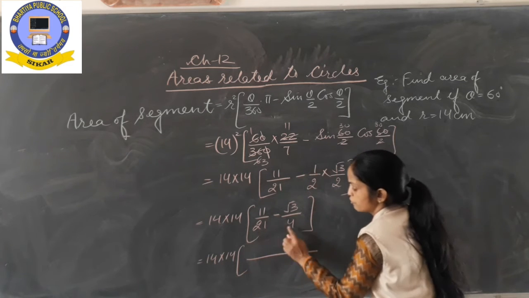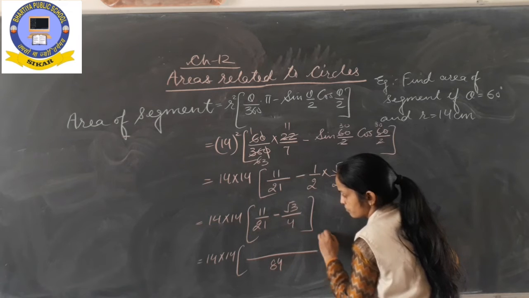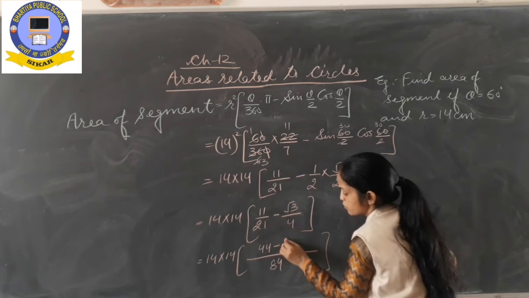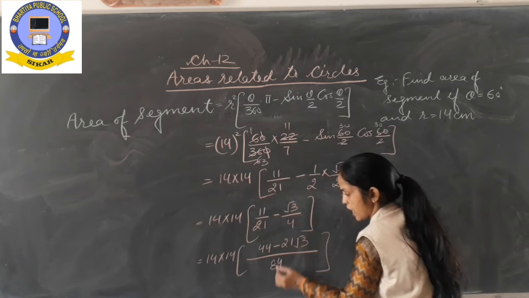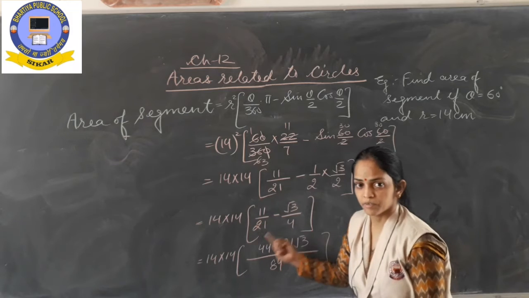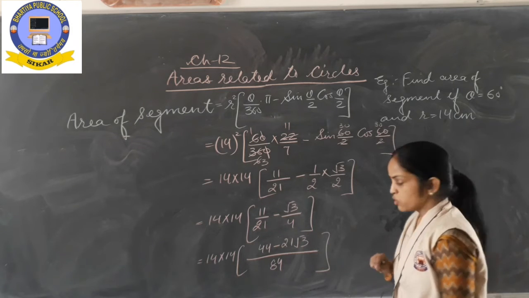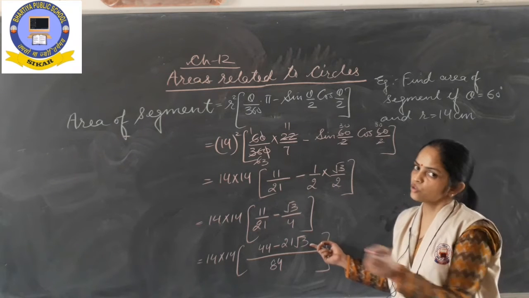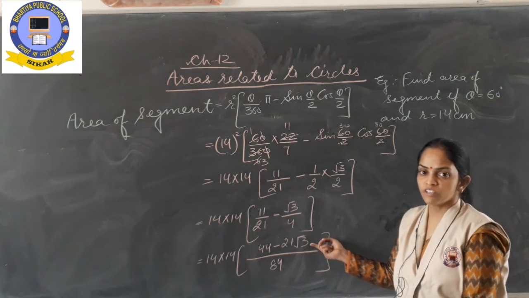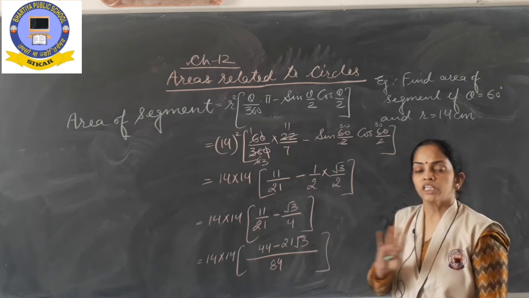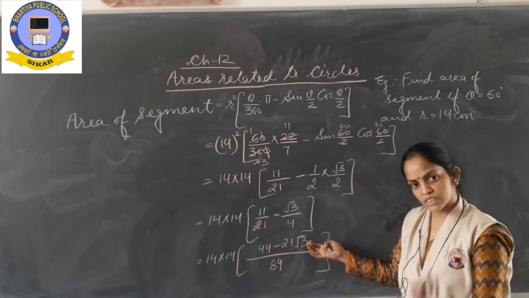LCM of 21 and 4 is 84. 11 multiplied by 4 is 44, minus 21 multiplied by root 3, 21 root 3. Now you can cancel it out. Now it cancels. Okay, please don't cancel here. Now keep one more thing in mind here, 10th class: if the value of root 3 is given, then you have to put it. It is a must to put it if the value is given in the question, and if the value is not given, then no problem at all. You can keep it like this only.